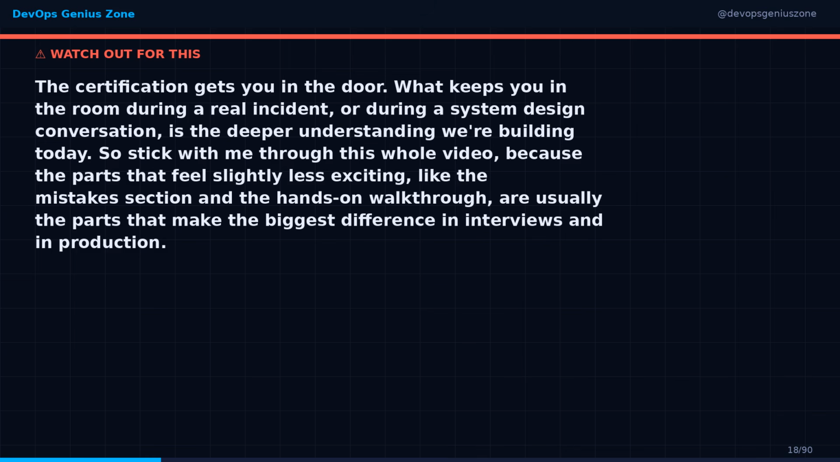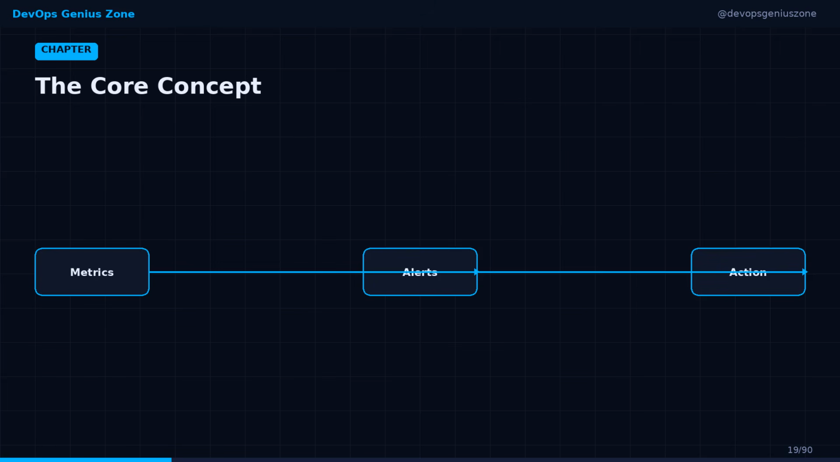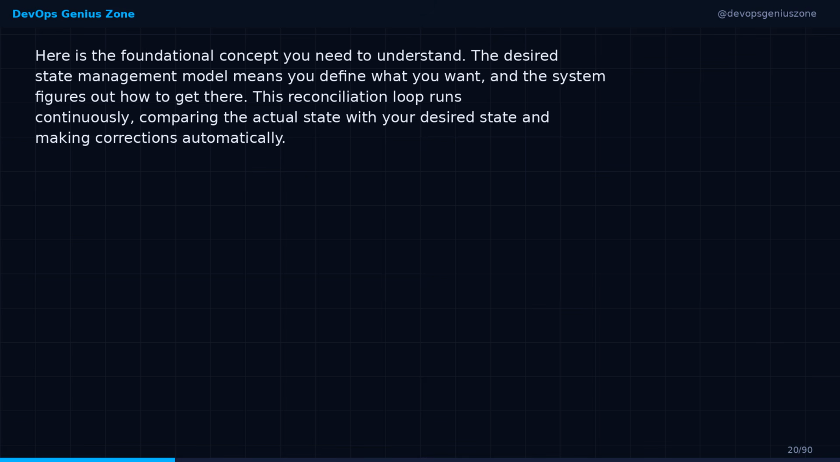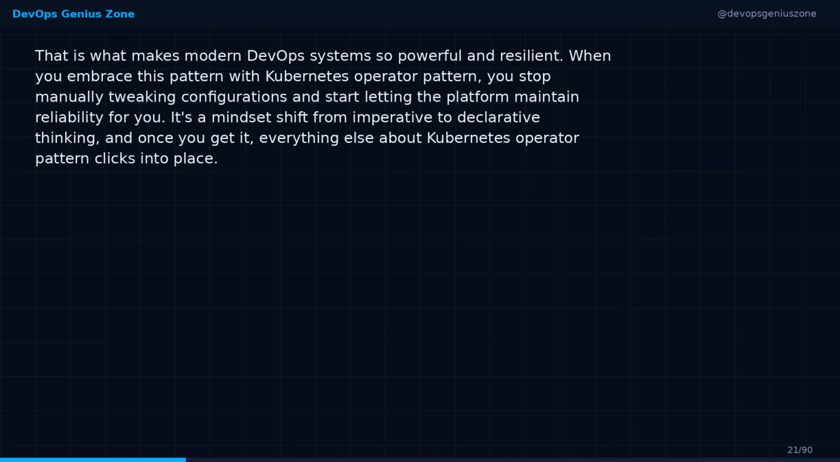Here is the foundational concept you need to understand. The desired state management model means you define what you want, and the system figures out how to get there. This reconciliation loop runs continuously, comparing the actual state with your desired state and making corrections automatically. That is what makes modern DevOps systems so powerful and resilient. When you embrace this pattern with Kubernetes operator pattern, you stop manually tweaking configurations and start letting the platform maintain reliability for you. It's a mindset shift from imperative to declarative thinking, and once you get it, everything else about Kubernetes operator pattern clicks into place.